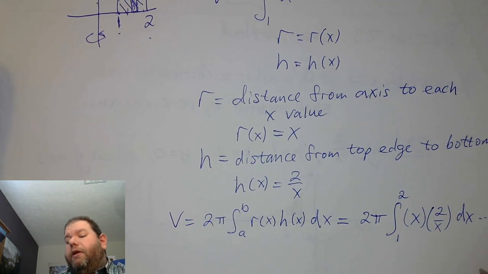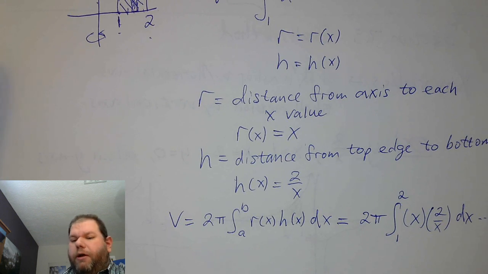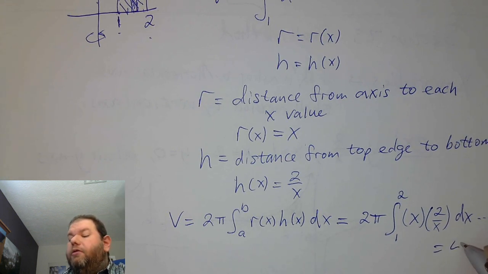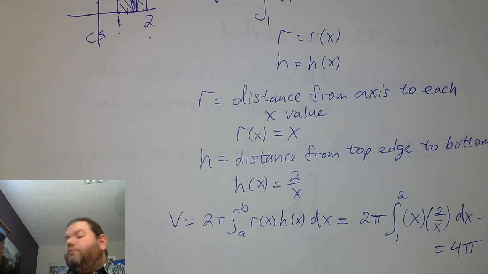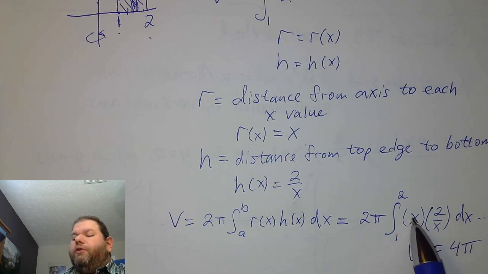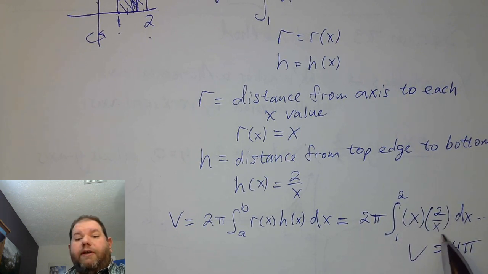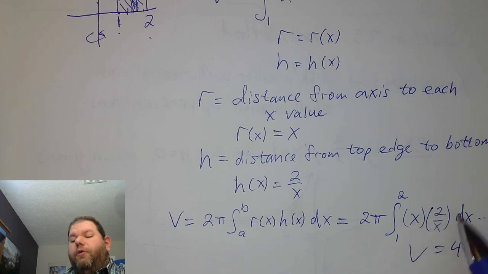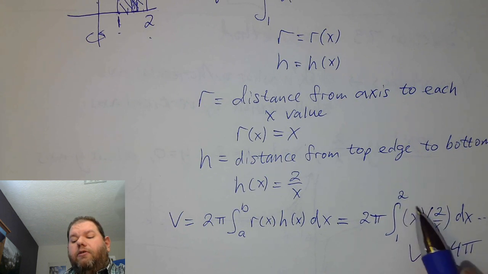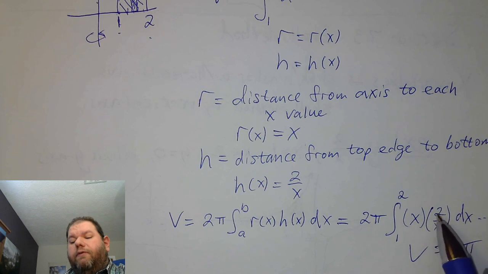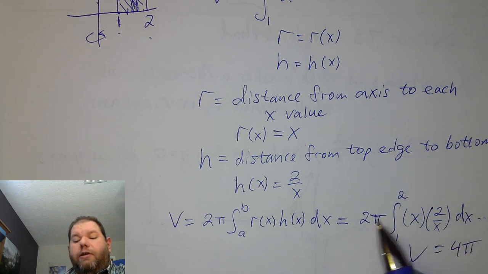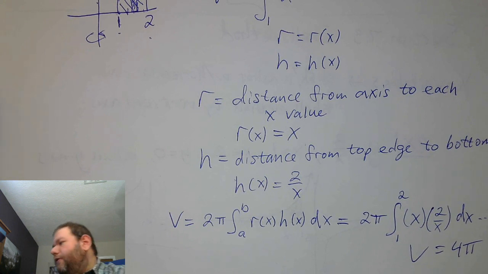It ends up being that the answer is, I believe, 4 pi. Because x times 2 over x cancels out to a 2. We integrate 2 to 2x, plug in the limits. 2 times 2 is 4. 2 times 1 is 2. Subtract, so we get 2 times 2 pi is 4 pi. So yeah, that's correct.